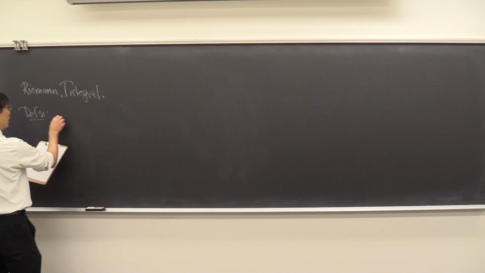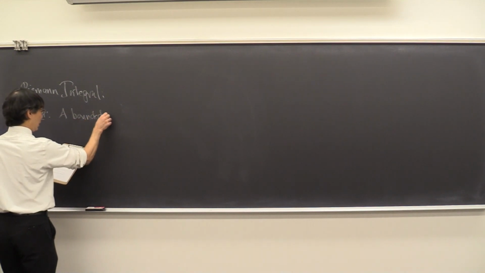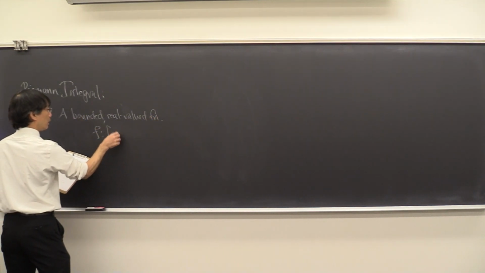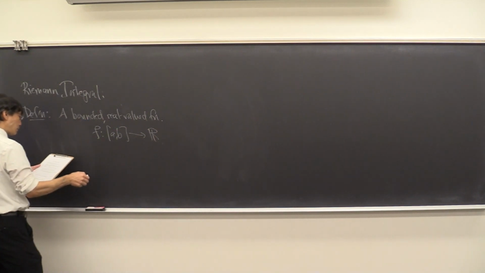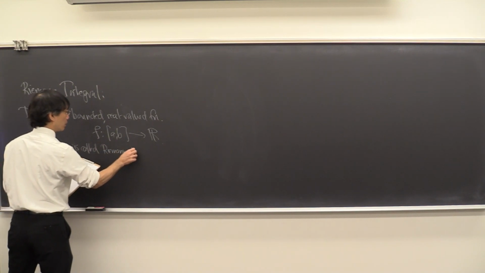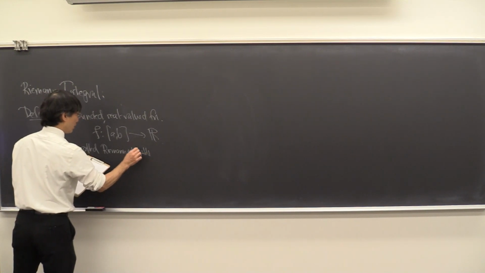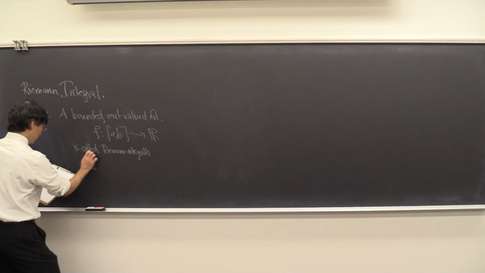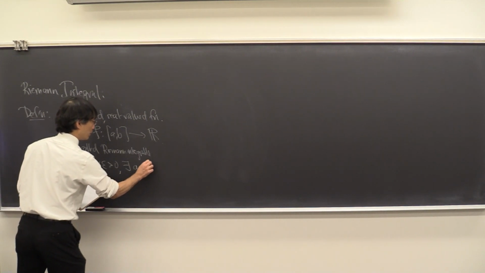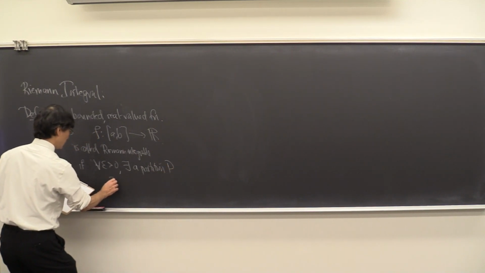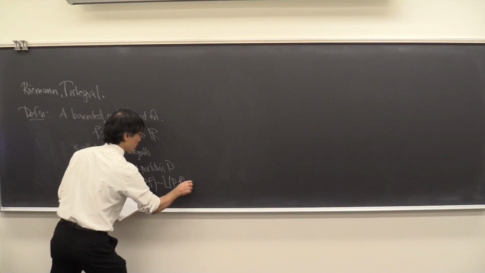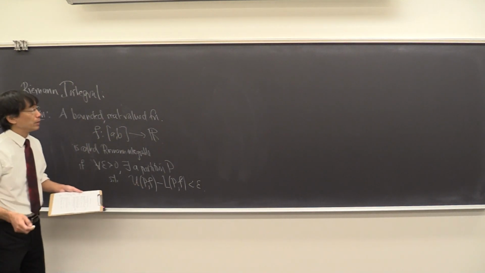Here is one way. A bounded real valued function f on some interval is called Riemann integrable if, whatever epsilon you're given, there exists a partition P such that the upper sum on P minus the lower sum on P is smaller than epsilon. Okay, so this is one way of defining it.